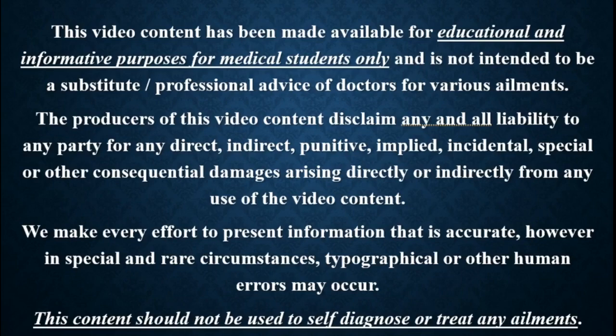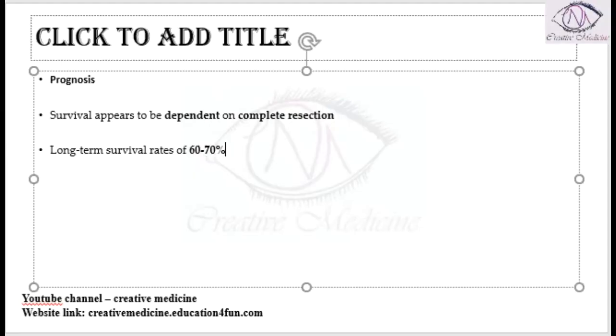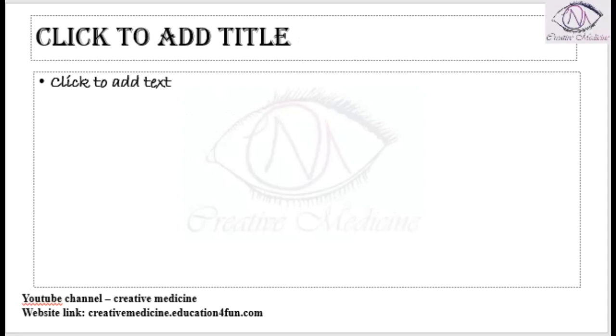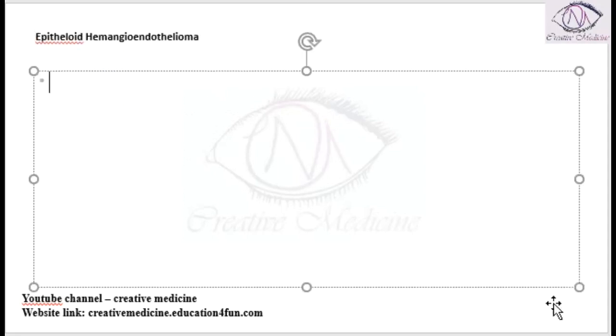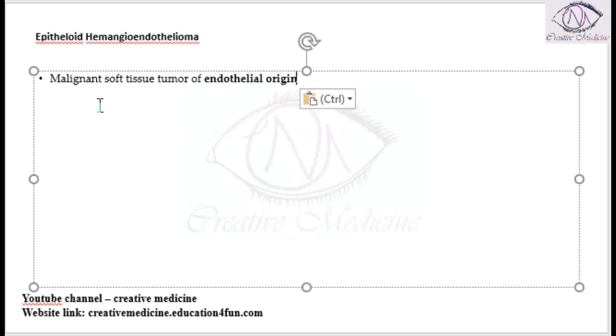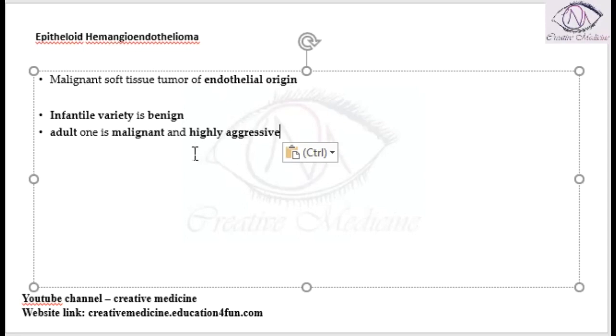In this lecture, we will learn about epithelioid hemangioendothelioma. Epithelioid hemangioendothelioma is a soft tissue tumor of endothelial origin. We have two types of epithelioid hemangioendothelioma: an infantile variety, which is a benign form, and a malignant variety, which is very malignant and highly aggressive.